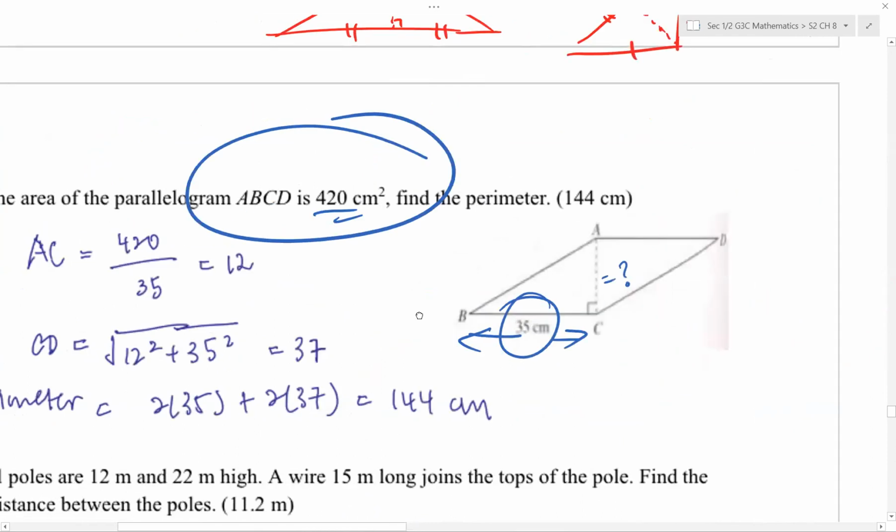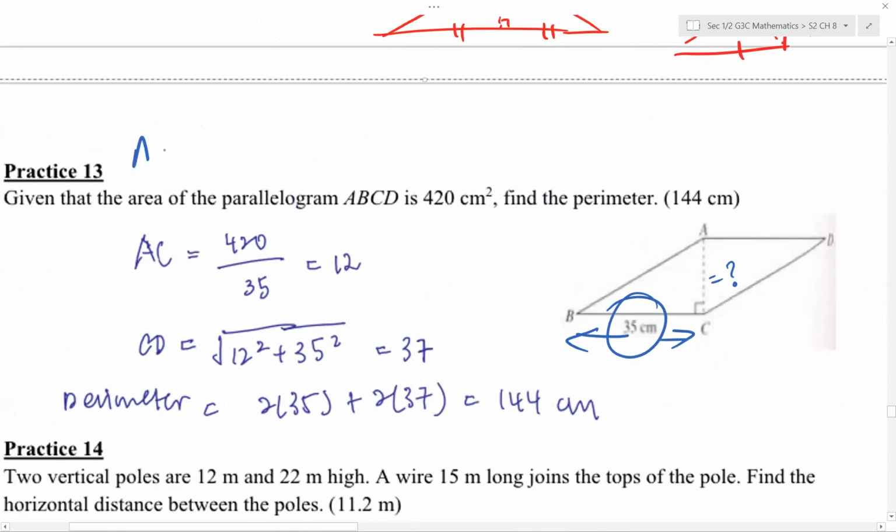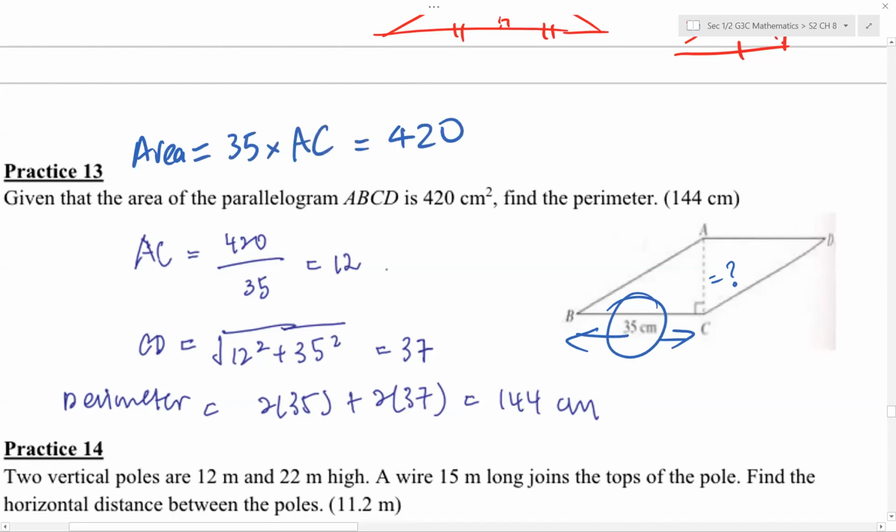What's the formula? They didn't write down. So formula area equals to 35 times AC, and this is 420. So AC will be 12 cm. So that's our value of AC being 12 cm. And because this is a right angle triangle with a value of 12, I can find the hypotenuse, which is going to be square root of 35 square plus 12 square. And then you can get a perimeter already.